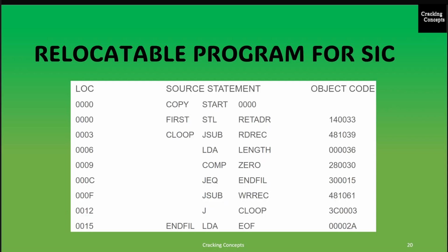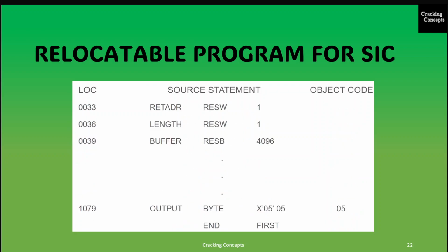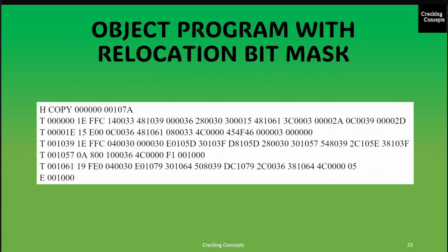Now this is the relocatable program for SIC that we'll be using in this program. We have the object code, and note that the starting address of the program is 0. Then we have the object program with the relocation bit mask, which I discussed before. Now as said, the bit mask FFC in the first text record specifies that all the 10 words of the object code need to be modified here.